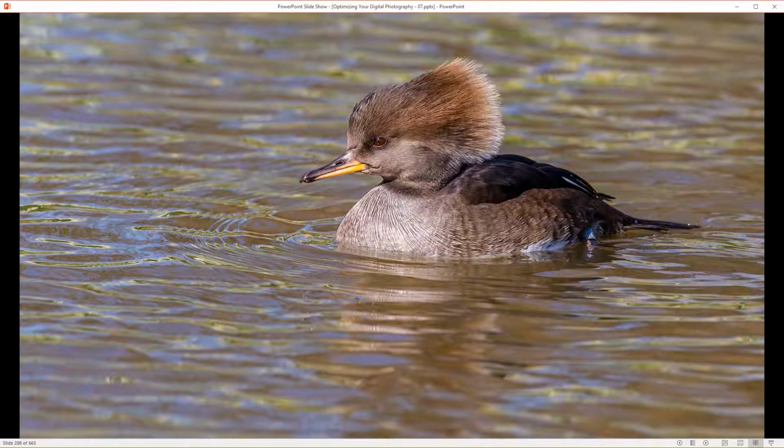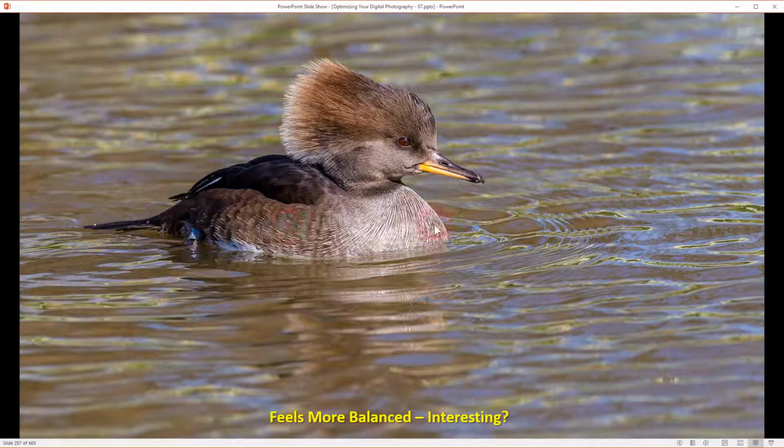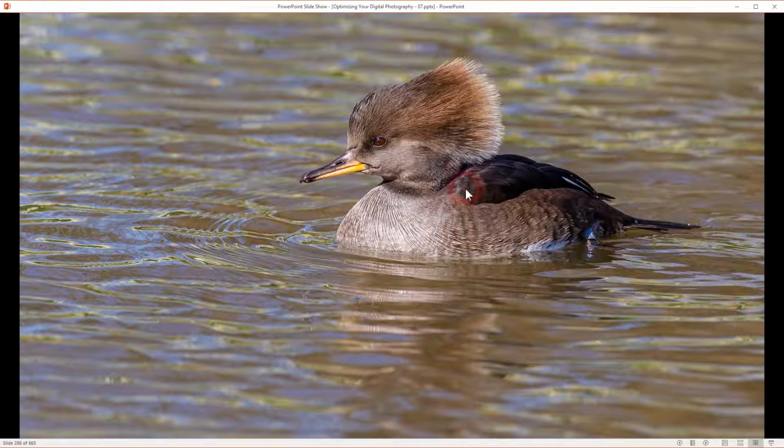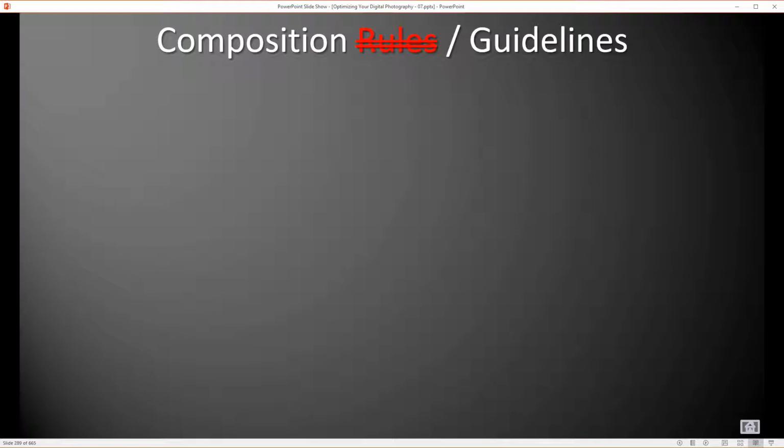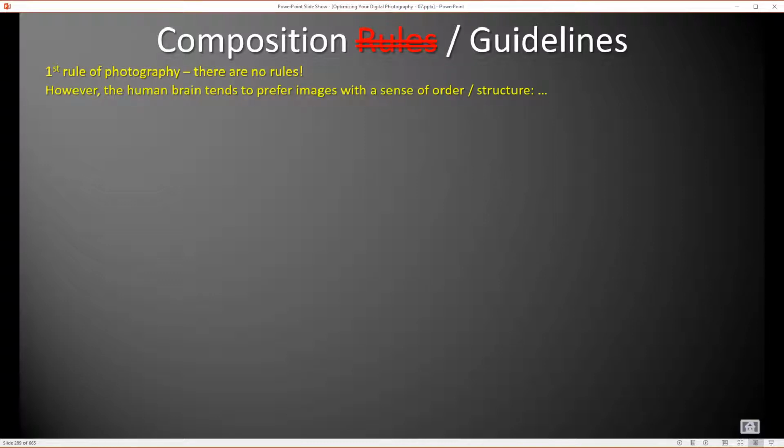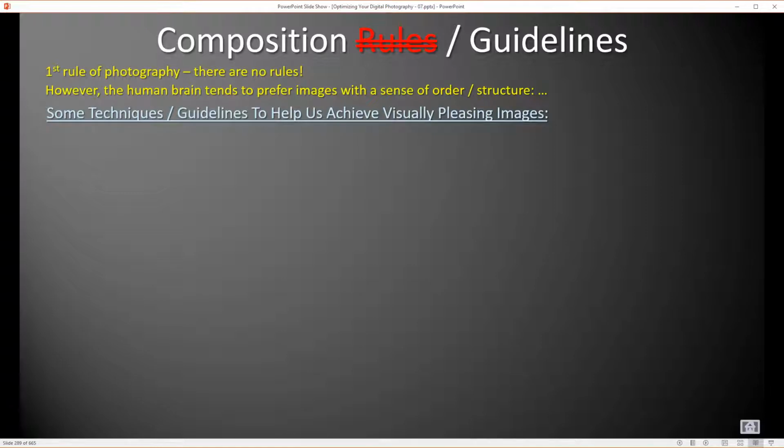How about flipping the image so the bird is now coming from right to left rather than left to right, which is the way the human eye tends to perceive things because of the way we write. Okay, so maybe that isn't quite as appealing as that, or maybe it adds a little bit of intrigue because of the way it's composed. But again, it's down to you. It's an art form. So the first rule of photography is there are no rules. However, the human brain tends to prefer images with a sense of order and structure. So there are some techniques, guidelines to help us achieve visually pleasing images.